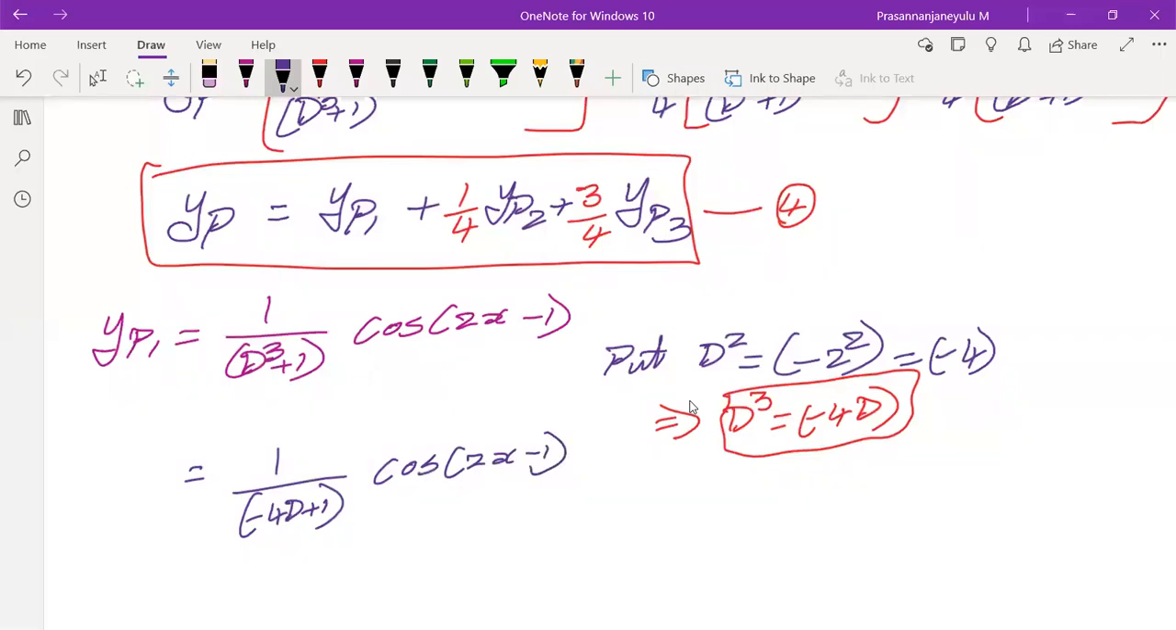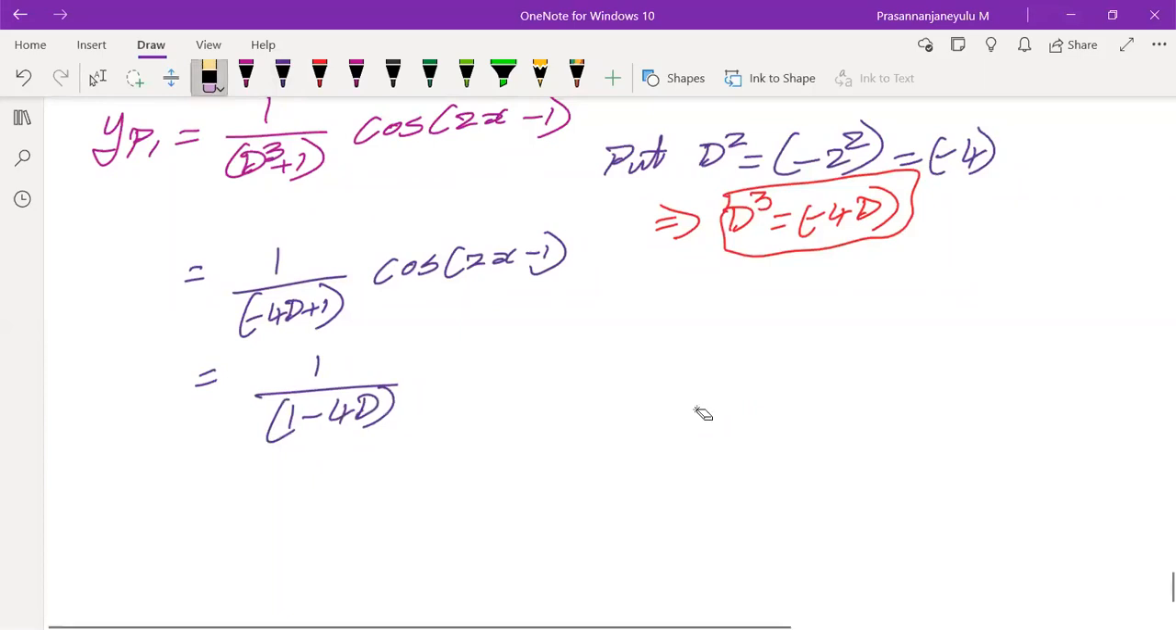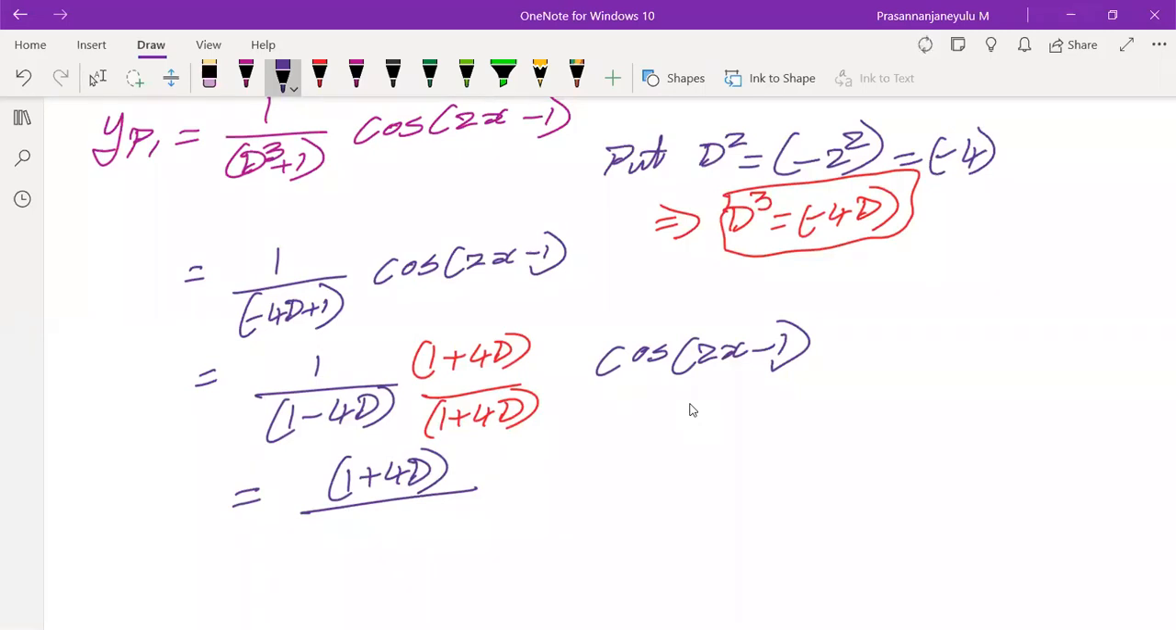Now, it is still in the form of type 2, but we cannot substitute D square equals minus 4, because we do not have D square in the denominator. To get D square in the denominator, writing the denominator like this, it is 1 minus 4D only, and we have to rationalize this. That means we multiply and divide with 1 plus 4D of cos of 2x minus 1. Same process, but in place of ax, we have ax plus b or ax minus b. Then the numerator will be 1 plus 4D, and the denominator will be a minus b into a plus b, a square minus b square. A square is 1, b square is 4D whole square.